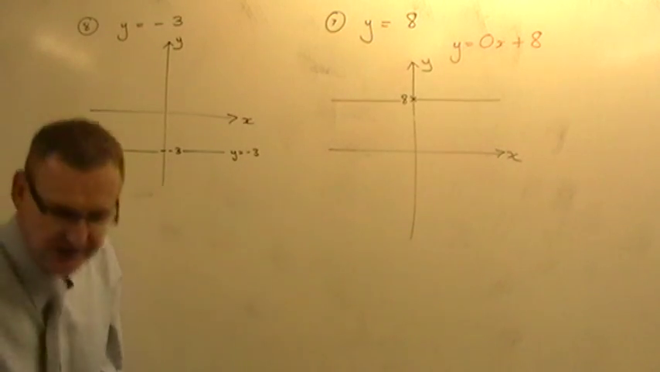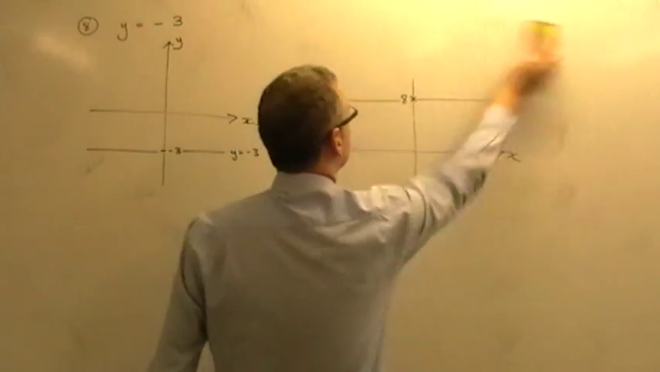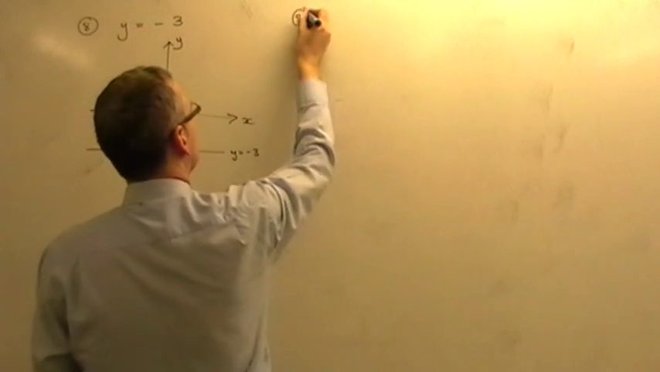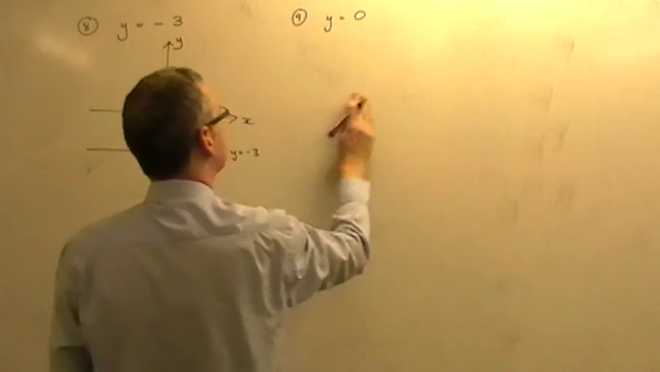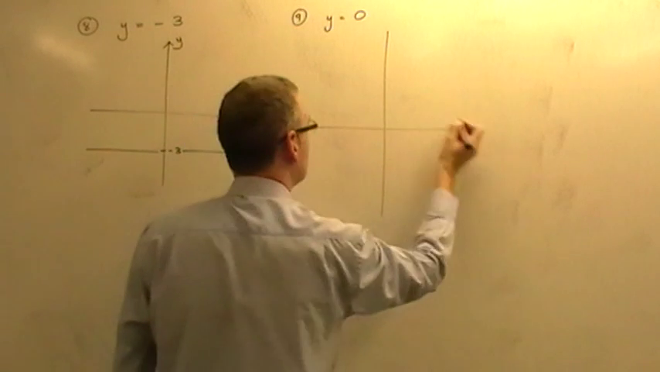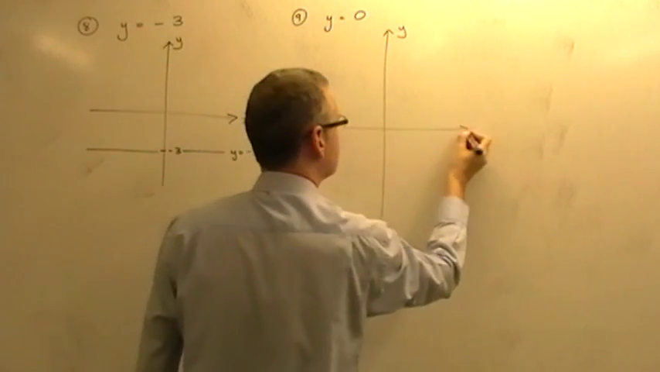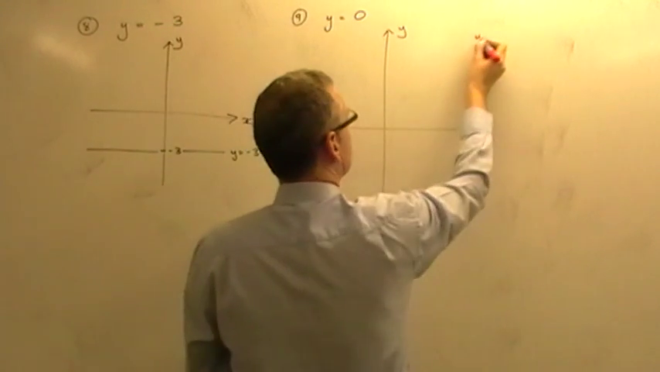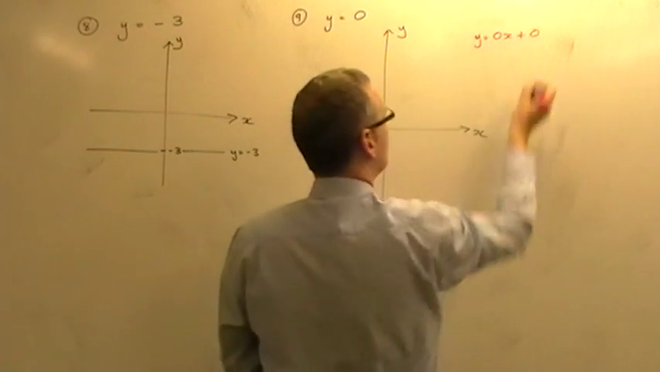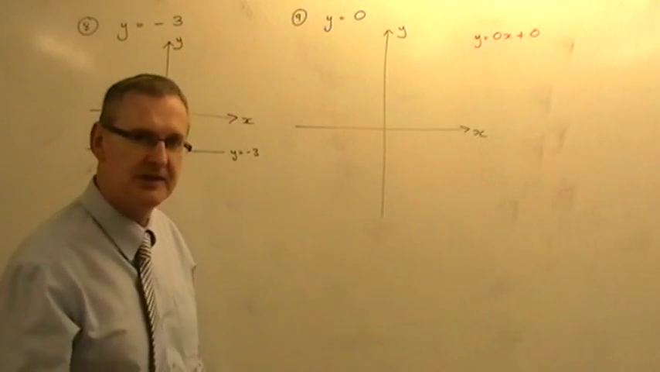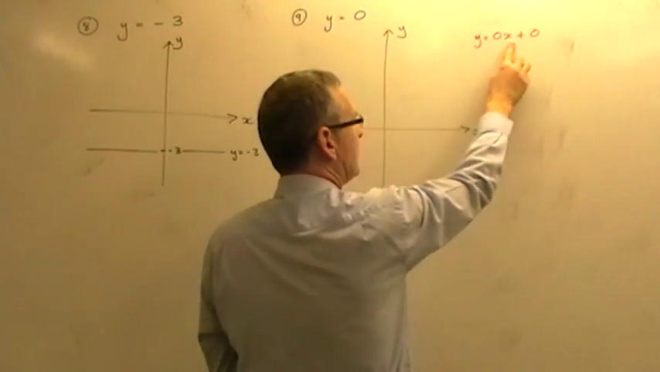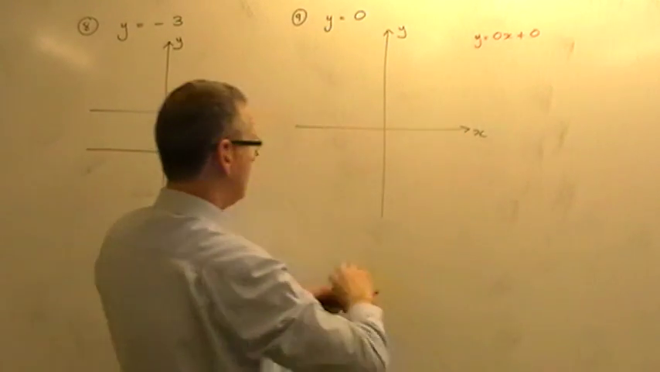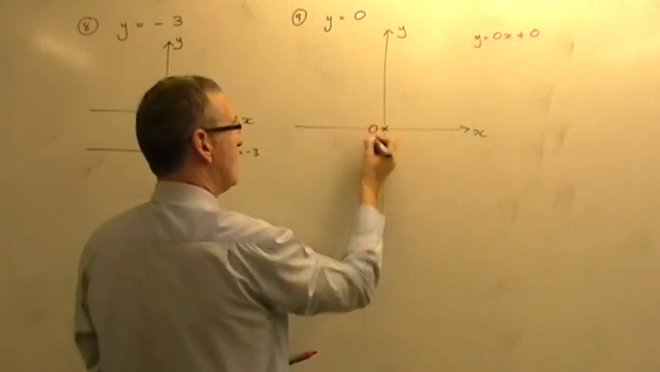Okay, one more like this. Sometimes they will give you this to draw. Number 9, y equals 0. Well, if you think about it, y equals 0 is actually the same as y equals 0x plus 0. It's got a 0 in front of the x, so it's 0 slope, horizontal line. Plus 0 on the end, it crosses at 0 on the y-axis, there it is.